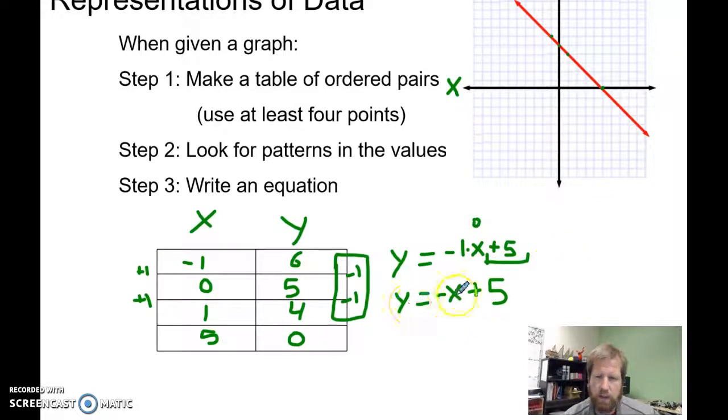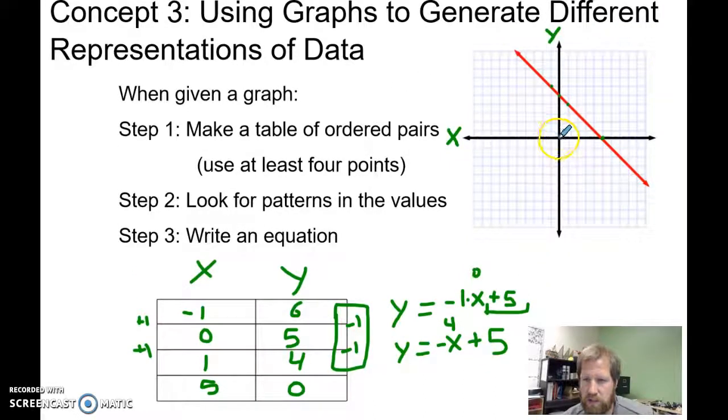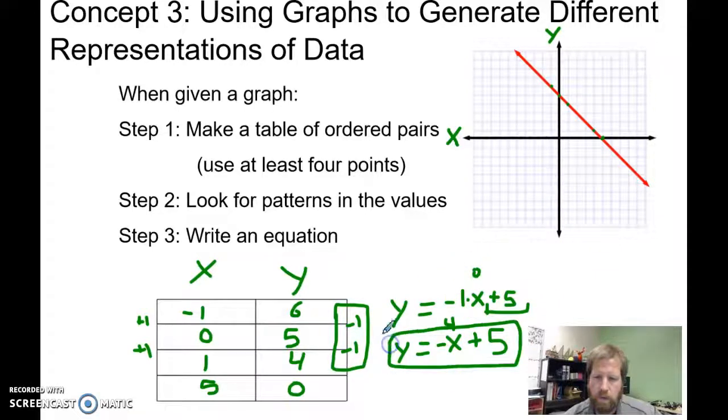All right, let's put 4 in. So when x is 4, -4 plus 5 is going to be 1. So where x is 4, 1, 2, 3, 4, y should be 1, and it looks like it is. So we did a good job. We've got our equation, we've made our table, and we started with our graph.